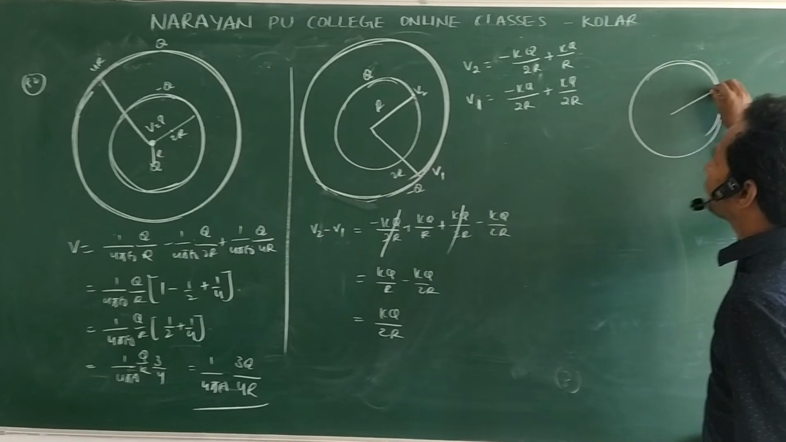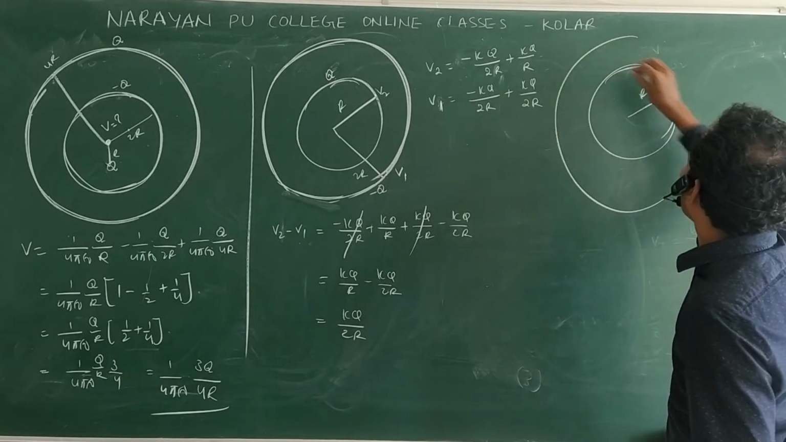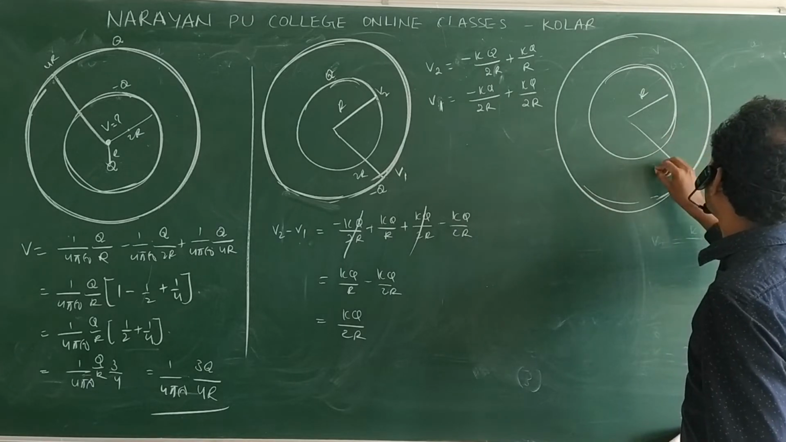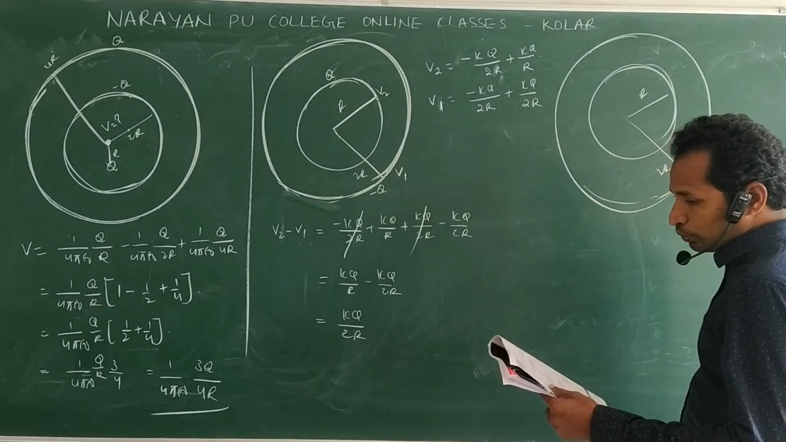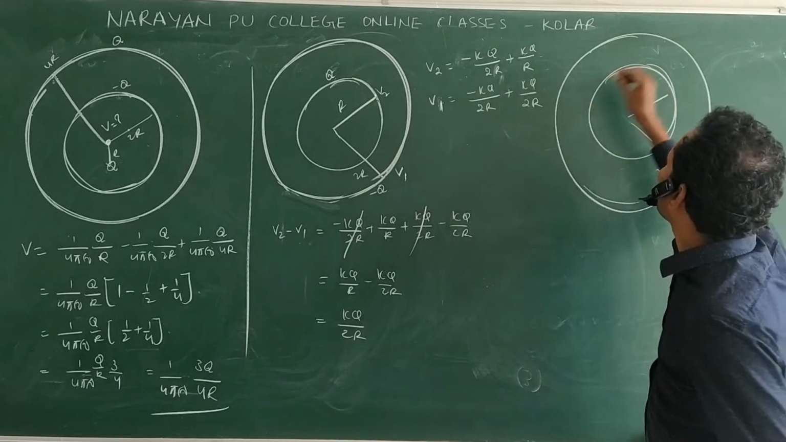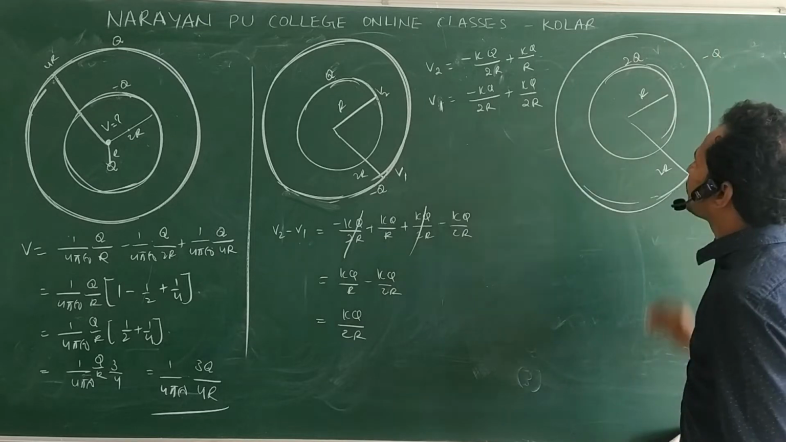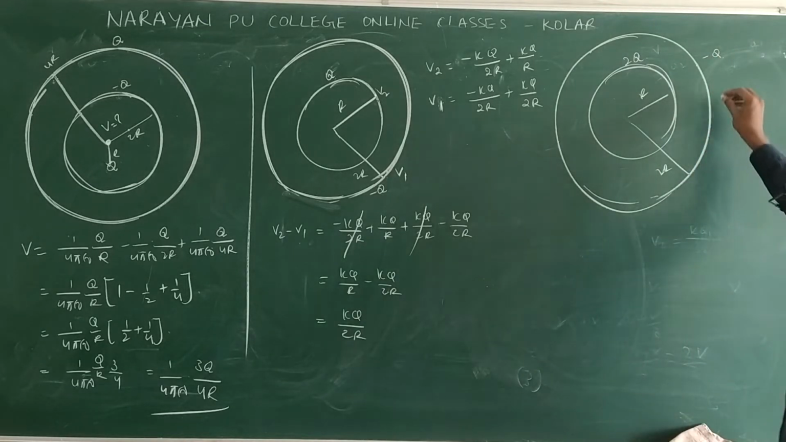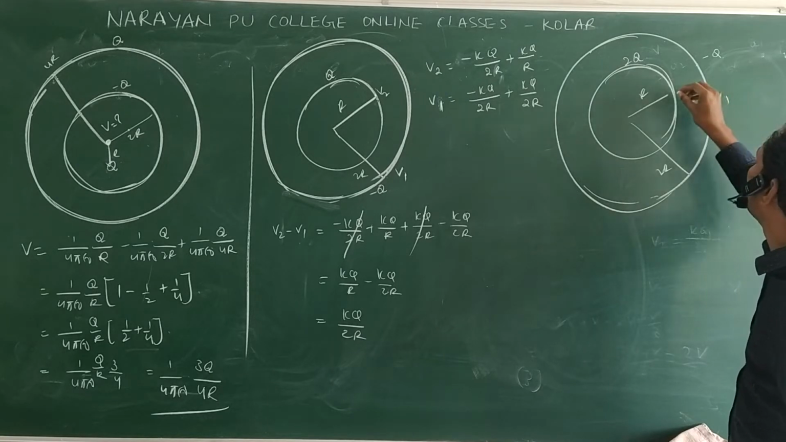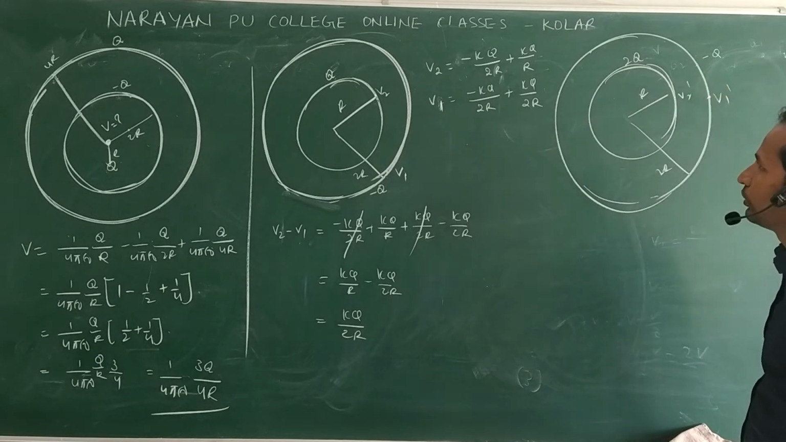Same situation. This is R. This is 2R. Now, what did they do? Now the charge on the inner shell is doubled. Previously Q, now this is 2Q. This remains the same. Now you take it here, the potential is, let us say, V1 dash. Now this is, you take it V2 dash.